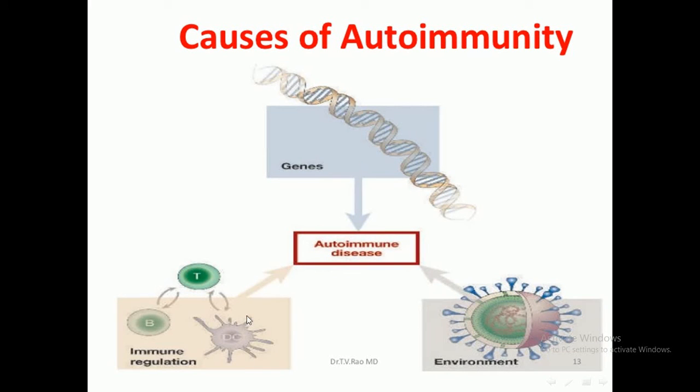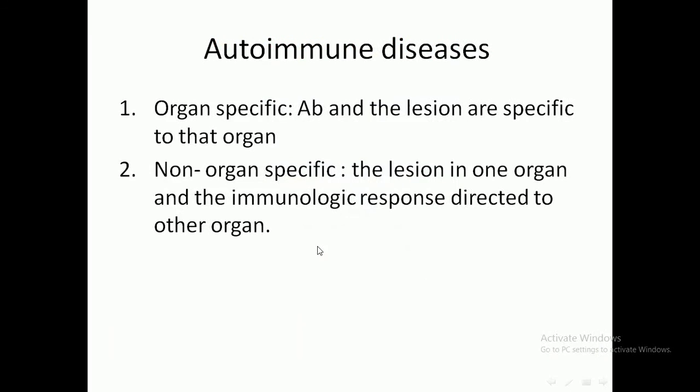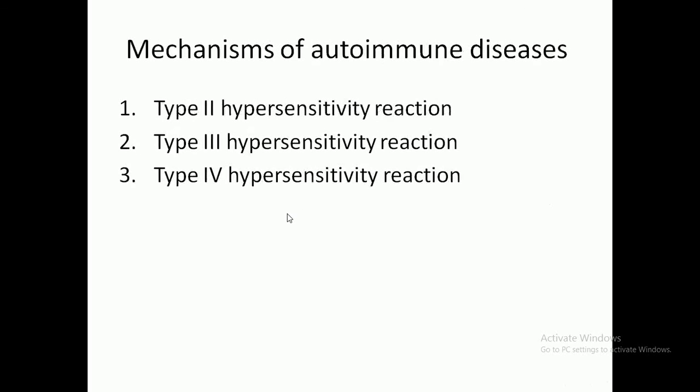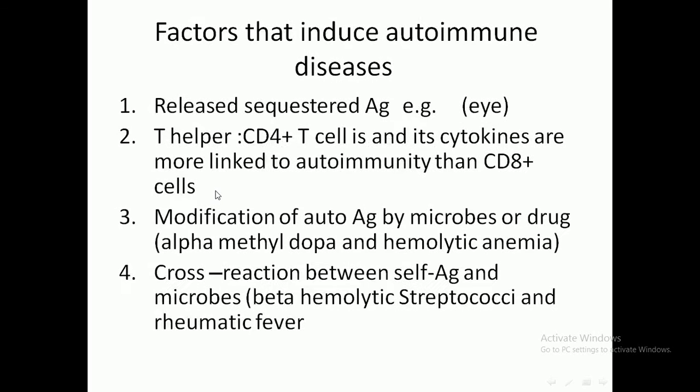Causes of autoimmunity are genetic, environmental, and immune regulation. When there is a defect in this, it leads to autoimmune disease. Autoimmune disease is either organ specific, which means that the antibody and the lesion occur at the specific organ, or non-organ specific, where the lesion is in one organ and the immunological response is directed at another organ. Mechanism of autoimmune disease: type 2, type 3, and type 4 hypersensitivity reactions.